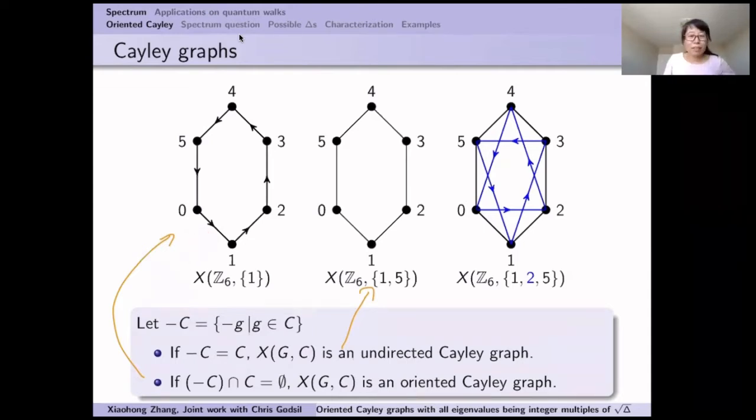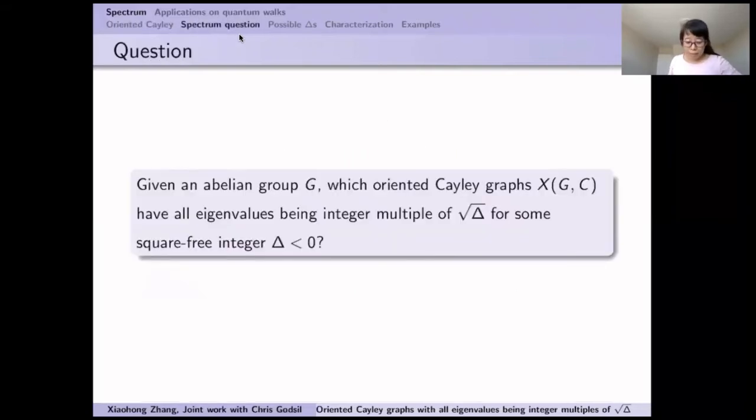Let's repeat. Now we know what is an oriented Cayley graph. Let's repeat our question. We want to know which oriented Cayley graphs have all their eigenvalues being integer multiples of square root of delta. Delta must be negative here because the adjacency matrix we are using is skew-symmetric. So all the eigenvalues are pure imaginary. So this negative sign will give us an i.